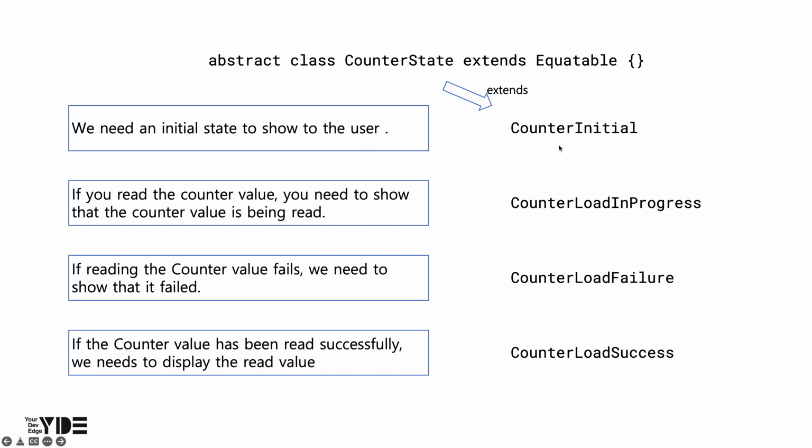If you read the counter value, you need to show that the counter value is being read. Make this state a class called CounterLoadInProgress. If reading the counter value fails, you need to show that it failed. Make this state a class called CounterLoadFailure. If the counter value has been read successfully, you need to display the read value. Make this state a class called CounterLoadSuccess. The method of processing each of these as a separate class is a method that the bloc extension handles by default.